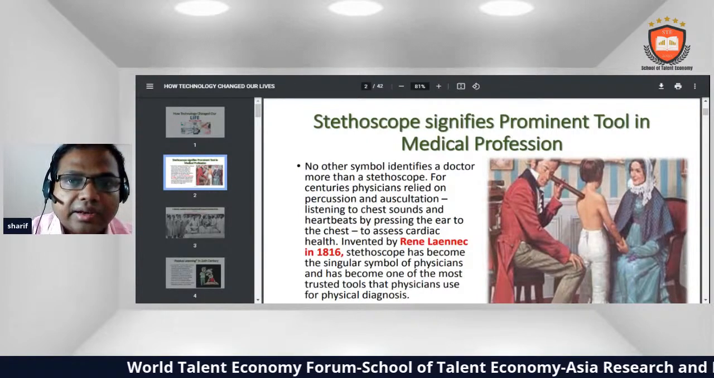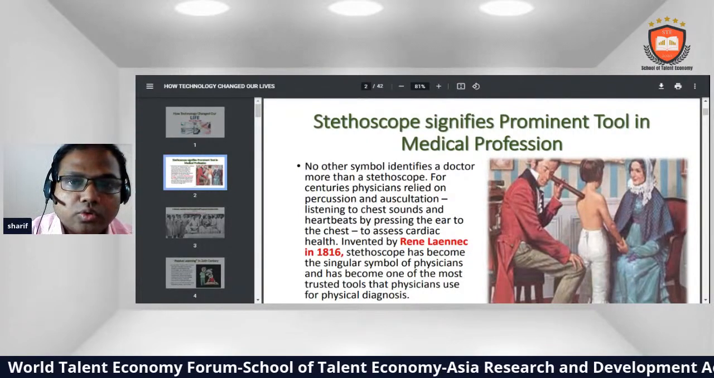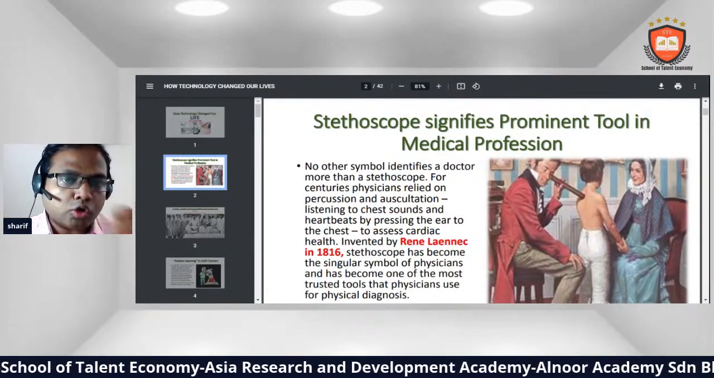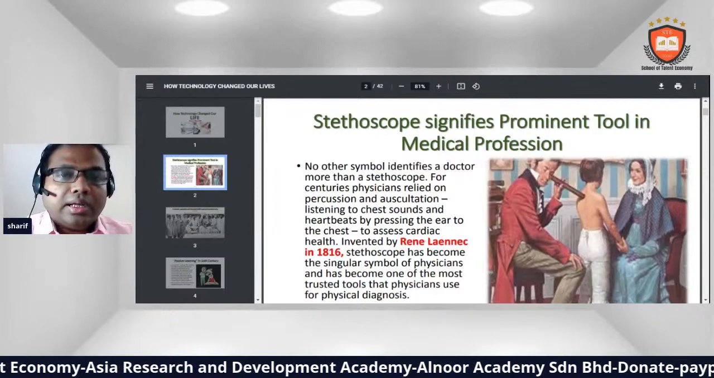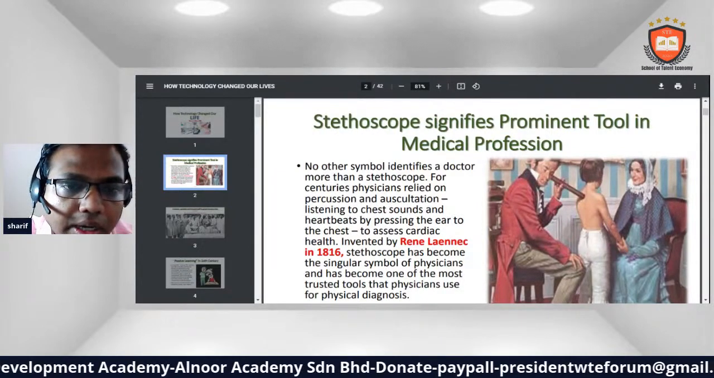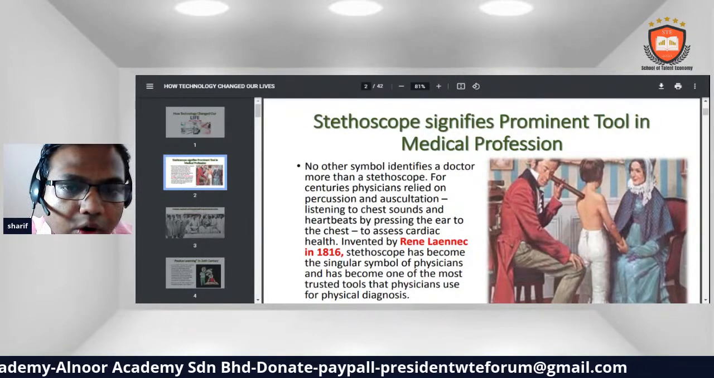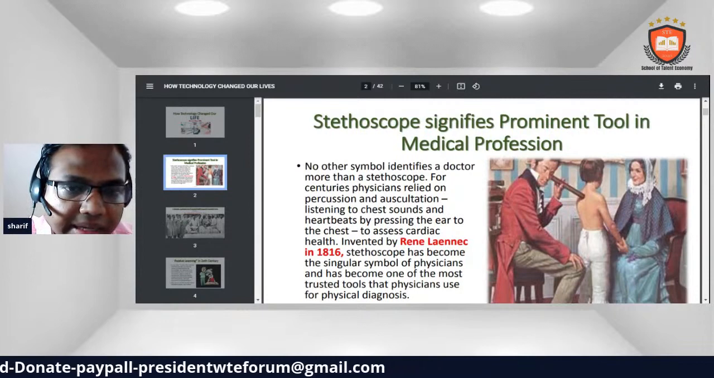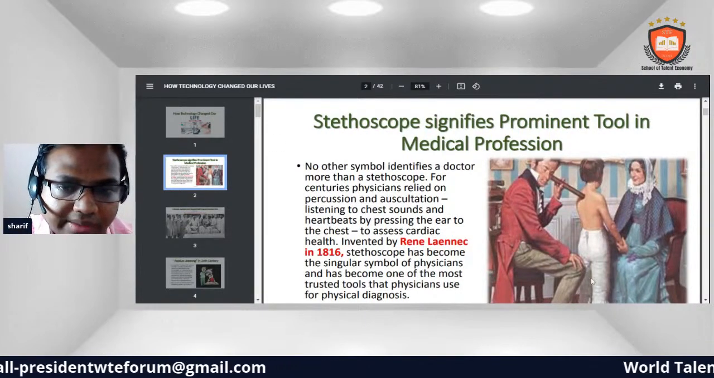The stethoscope is a significant and prominent tool in the medical profession. No other symbol identifies a doctor more than a stethoscope. For centuries, physicians relied on percussion and auscultation, listening to chest sounds and heartbeats by pressing the ear to the chest to assess cardiac health.